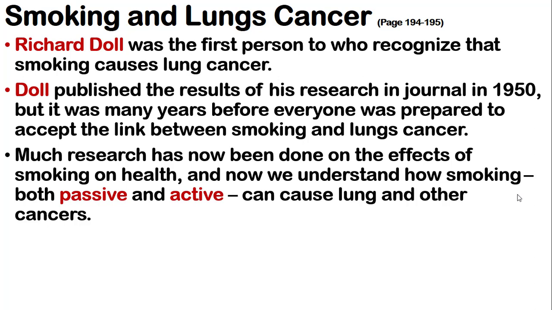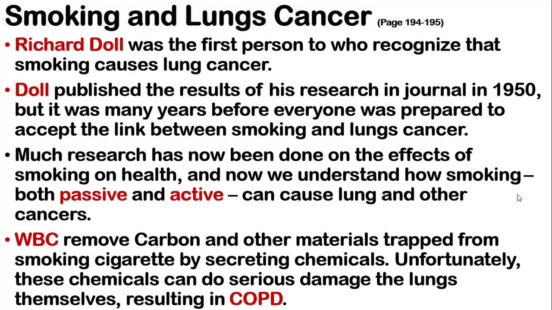Let me explain the two terms, passive smoker and active smoker. An active smoker is the one who smokes, and a passive smoker is the one sitting nearby. It means that whether or not you smoke, if you are near someone who smokes, your body can be greatly affected by the passive smoking. White blood cells remove carbon and other material trapped from smoking cigarettes by secreting chemicals. Okay, that is something very dangerous. Unfortunately, these chemicals can do serious damage to the lungs themselves, resulting in COPD, chronic obstructive pulmonary disease.